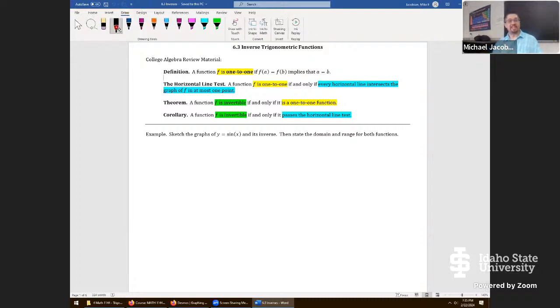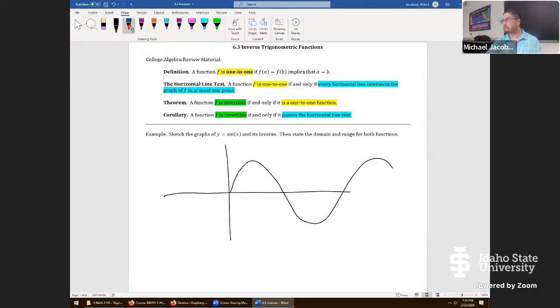Sine is not one-to-one. That's why this seems like a really weird section, right? Everything here seems like a lie, because just as you said, sine goes like this. And you can draw a horizontal line that intercepts it infinitely many times because it's periodic. It will just keep on hitting that line over and over and over again. So it feels like class is over. We can't invert these, right?